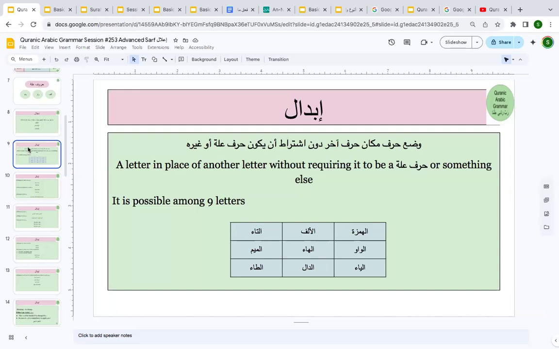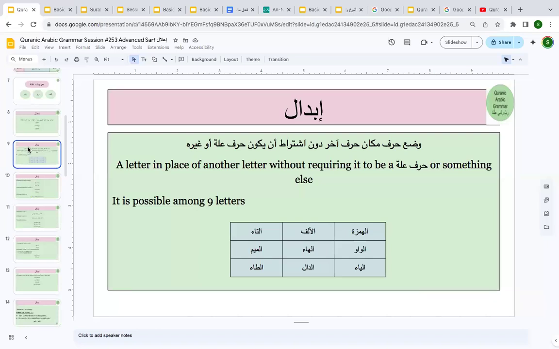Ibdal is a term where one letter comes in the place of another letter, and it does not have to only be harf illa. It can be any letter. Ta changing into dal, zal changing into dal, ta changing into ta. It can all come under the umbrella of ibdal. How many of you have understood it? Any letter changing into another letter can simply be called ibdal.